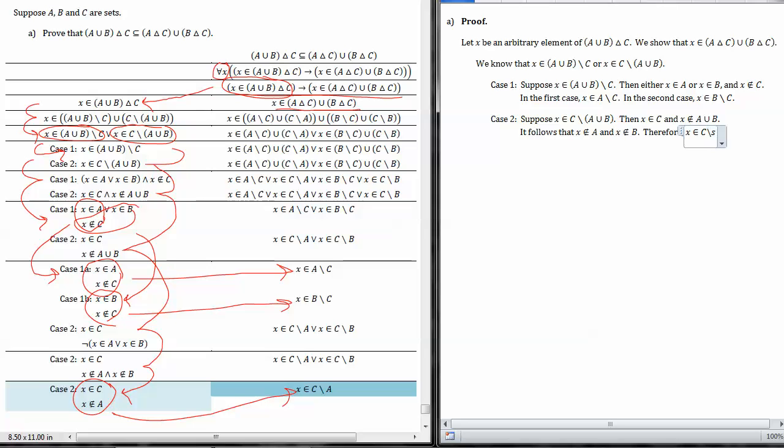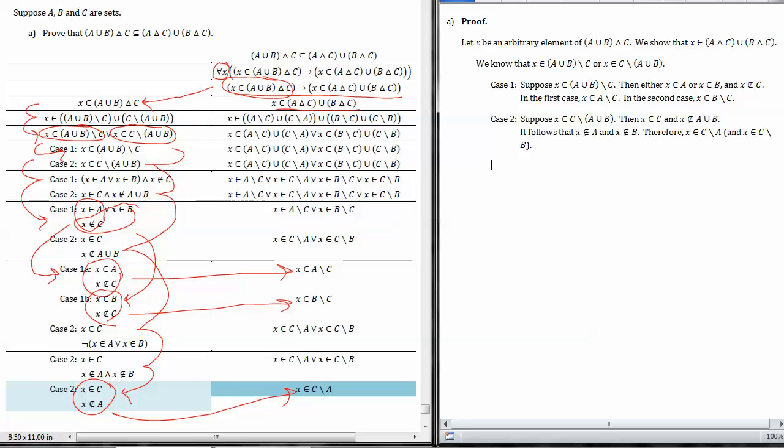X is in C minus A. That was our conclusion. And I'm going to put in here, and X is in C minus B. Okay, we don't need that for the proof, but I'm indicating that we could derive that from the X not in B here together with the X in C, and I'm putting it in parentheses to help the reader understand that yes, that does follow, but we don't need it.